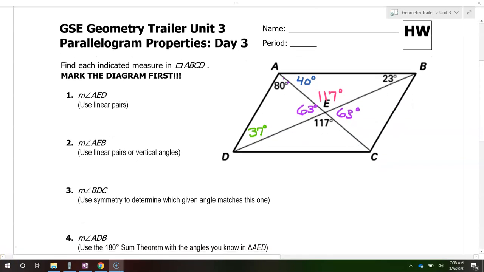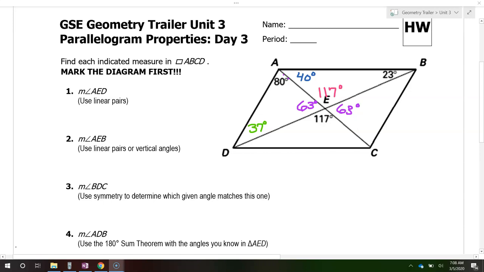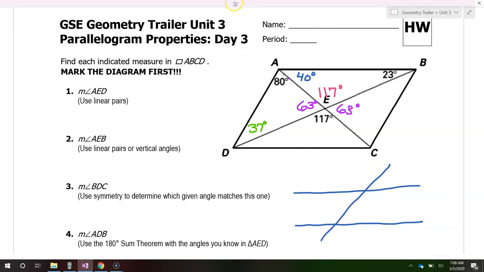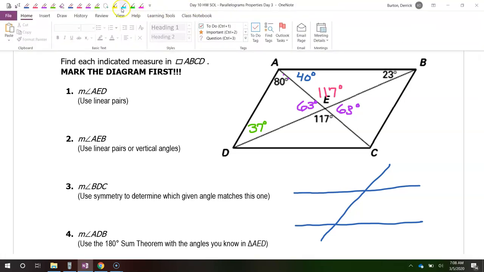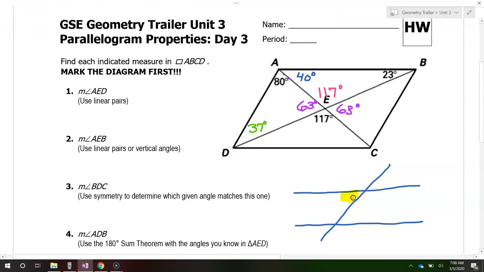Now there's one other secret weapon that we have not used yet. And that is alternate interior angles. Let me remind you what that is. When I have parallel lines that are cut by a transversal, there will be some alternate interior angles. So if you look at this angle right here and this angle right here, they are alternate interior angles. And if the lines are parallel, then alternate interior angles are congruent. So if this was 30 degrees, then this would also be 30 degrees.